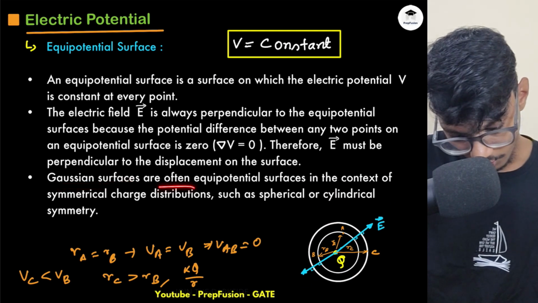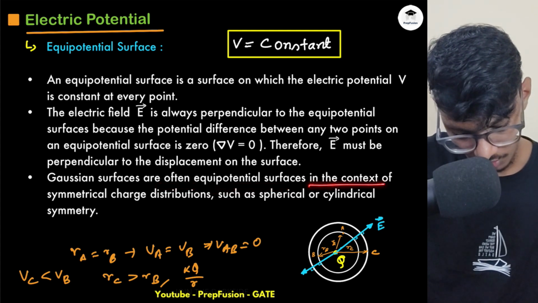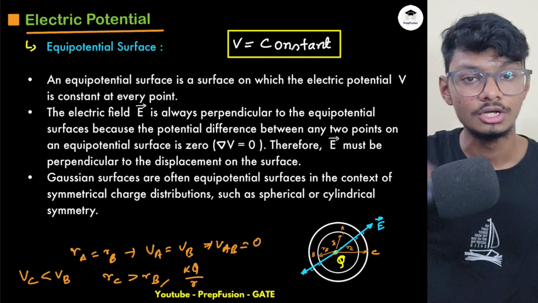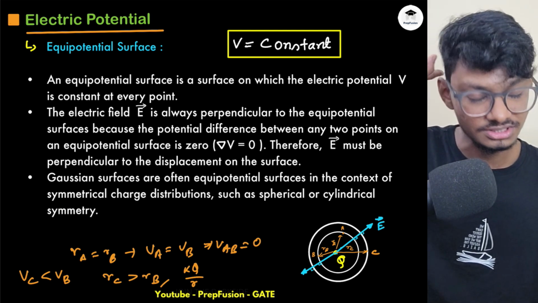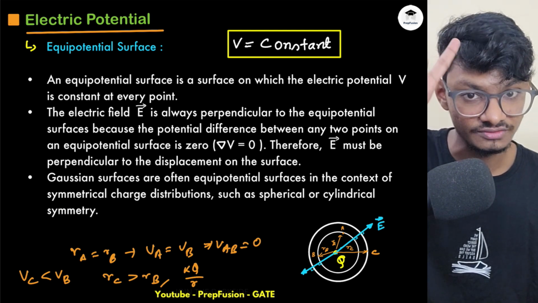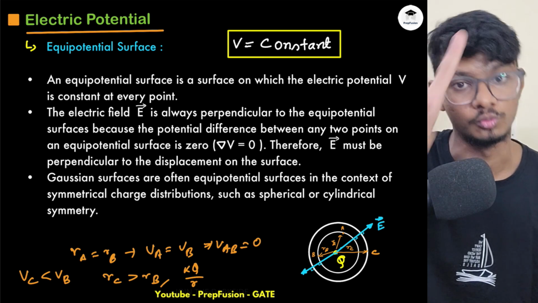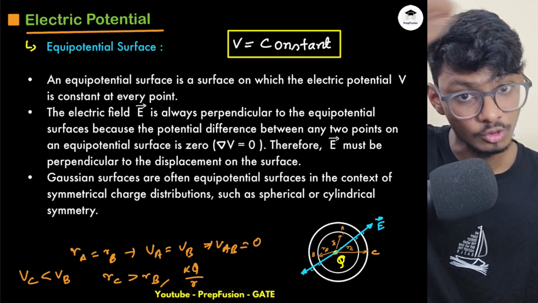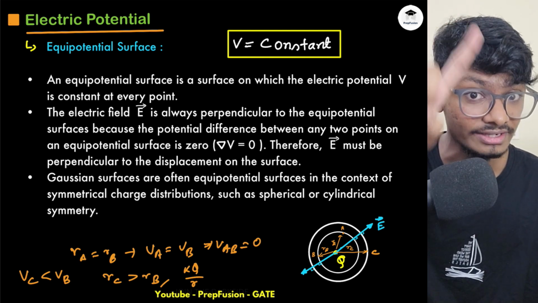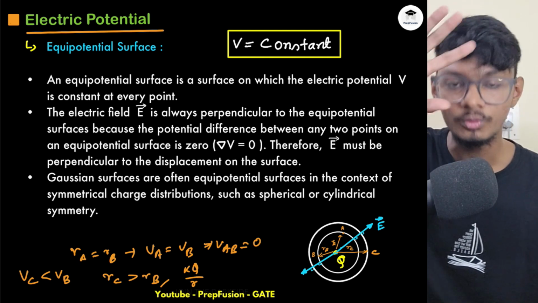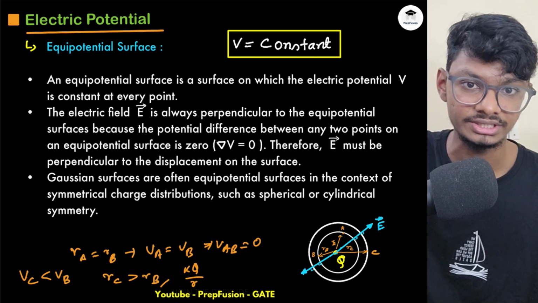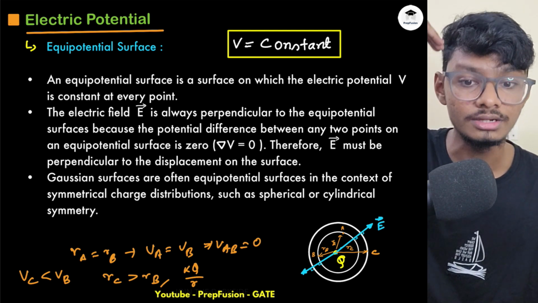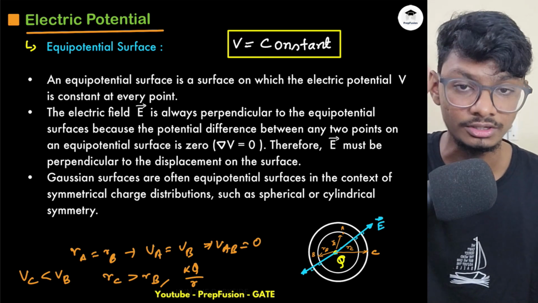Gaussian surfaces are often equipotential surfaces in the context of symmetrical charge distributions, such as spherical or cylindrical symmetry. So you can go back to your notes and observe the Gaussian surfaces we assumed. Those were always equipotential. Gauss law only helps when there is symmetry, and as they were equipotential, finding the electric field expression was very simple. Obviously we can use Gauss law for any arbitrary shape, but we would not get help from symmetry and things will become very difficult to prove.